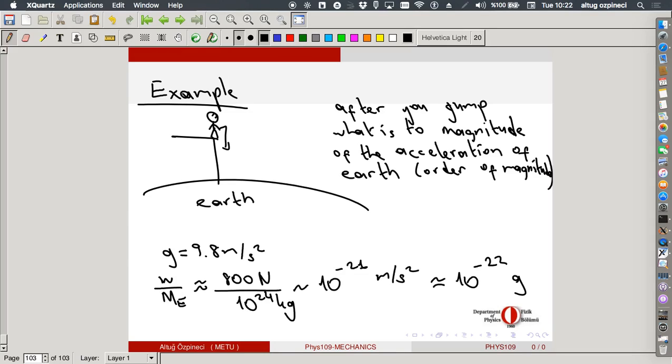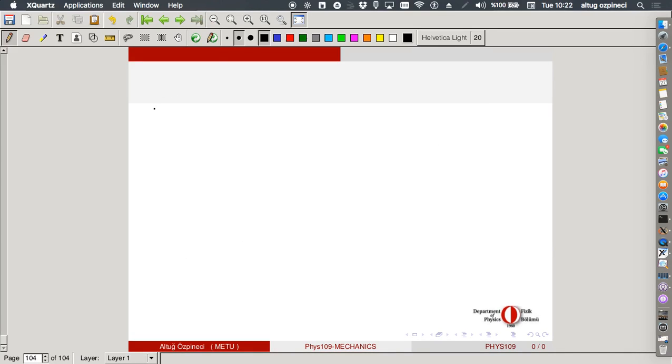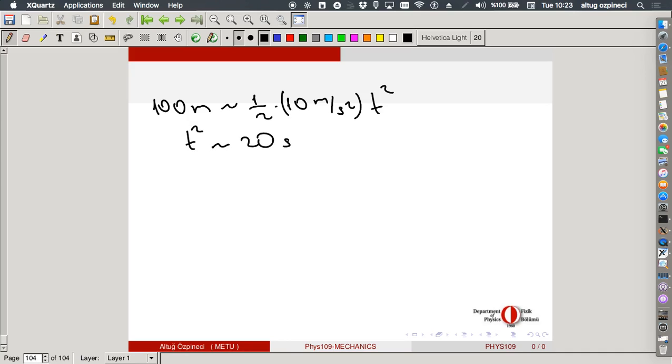So how far does it move? How long does it take for you to fall from the top of an apartment building? Not more than 5 seconds. Well, the height, let's say, is 100 meters typically. Now, even that is quite high. 100 meters will be 1/2 times 10 meters per second squared times t squared. So t squared will be 20 seconds squared. So the time will be something like 4 seconds. I don't care whether it's 4 or 5.